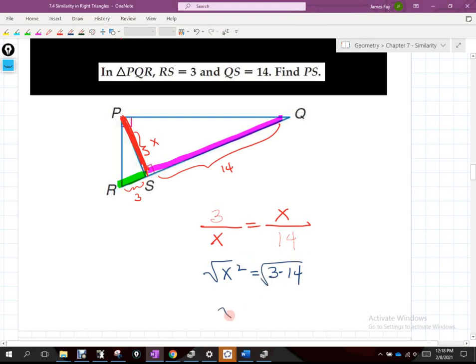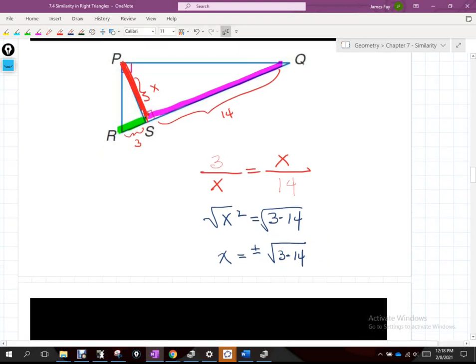Now, because we introduced a square root, that's plus or minus. I get something like that. Okay? Now, because of the laws of exponents, I can rewrite that radical 3 times 14 as radical 3 times radical 14.